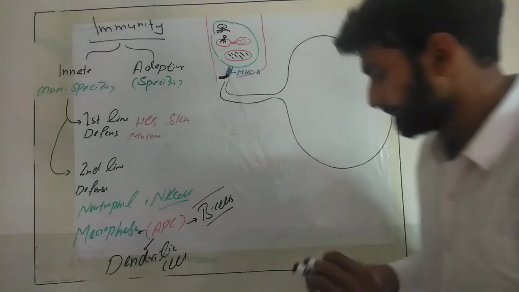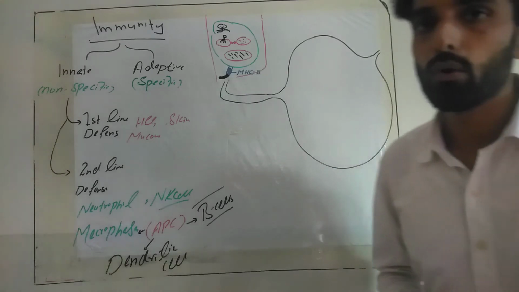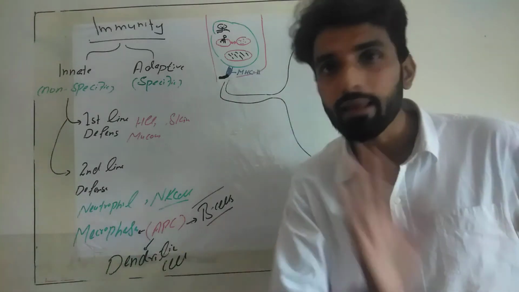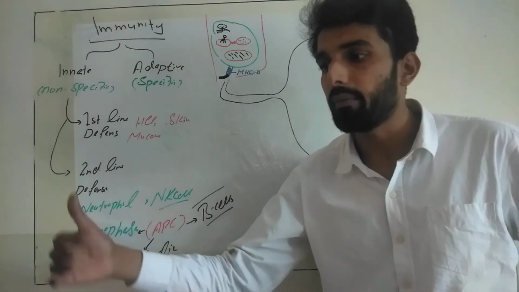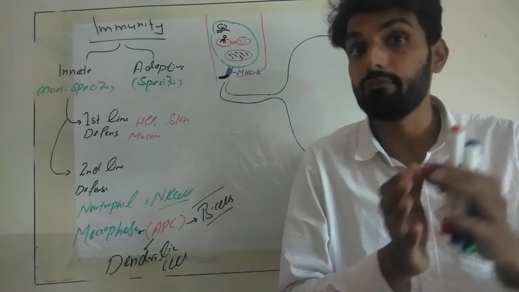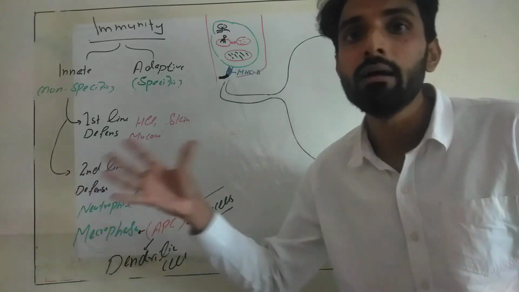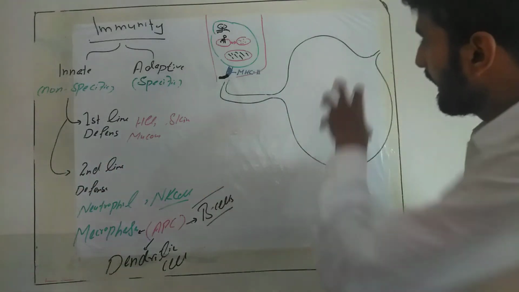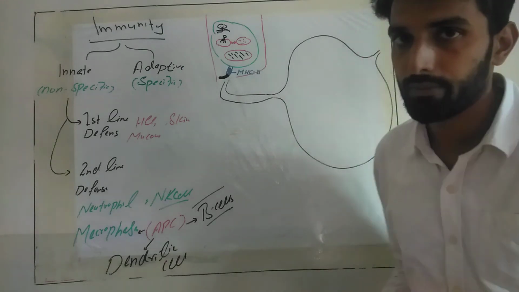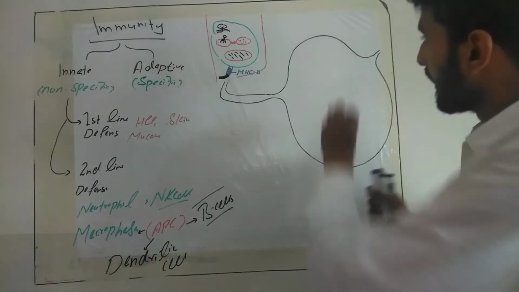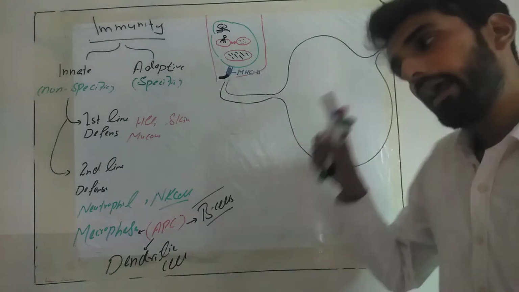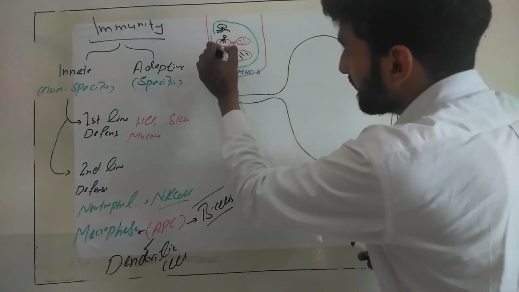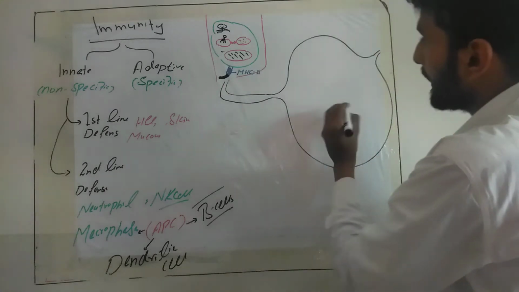Now what will happen in the lymph node? We know that we have lymphocytes, B lymphocytes and T lymphocytes. B lymphocytes form and mature in the bone marrow. T lymphocytes form in the bone marrow and mature in the thymus. After maturation, B lymphocytes and T lymphocytes come and sit in the lymph node. They will stay in the lymph node. Now B lymphocytes are present in the lymph node and T lymphocytes are also present in the lymph node. Now what will happen? This APC, macrophage, APC, it will come.